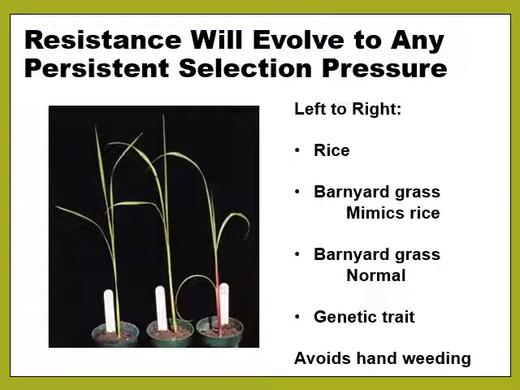Just to further show that resistance is an evolutionary process and it's all about the selection pressure and a lack of diversity in management, this is an example of resistance evolving to hand weeding in a weed called barnyard grass. So if you look at this photo, on the left is rice, and on the right is barnyard grass that is normal. So you can see it has a red stem and droopy leaves, whereas rice has a green stem and upright leaves. In the middle, this is barnyard grass, but see how it looks just like the rice. It has a green stem and upright leaves. So this is a genetic trait that's been selected over time to escape hand weeding.